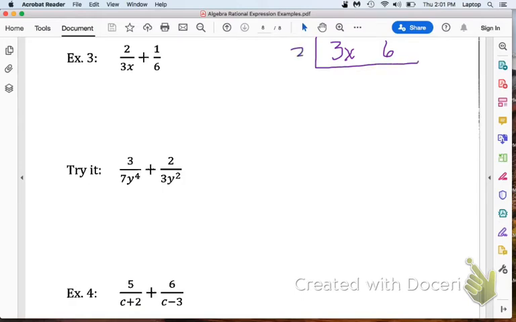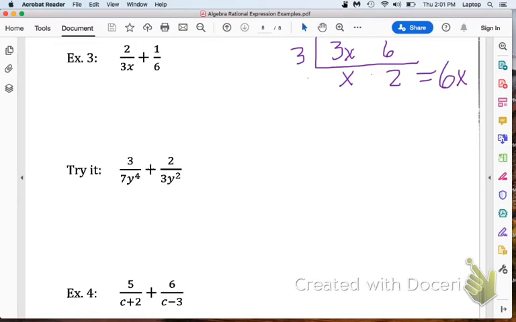I can factor out a 3. Great. What do I get left with? An x and a 2. And to find the LCD, or the LCD and the LCM are the same thing, I am multiplying all of these together, right? So 3 times x times 2 is going to be 6x. All right, so we want a common denominator of 6x.